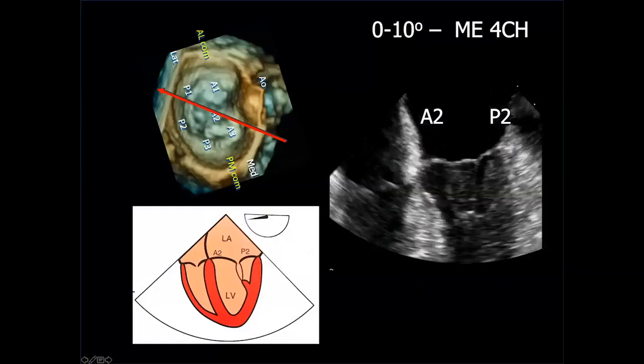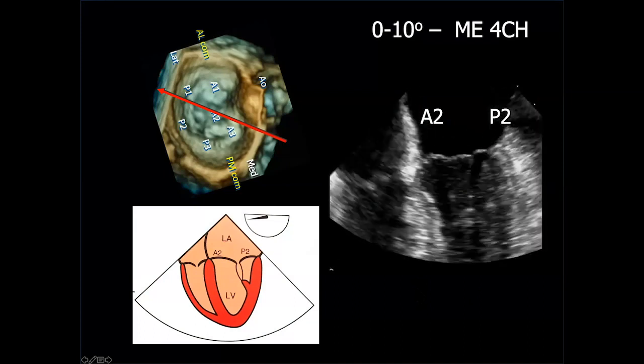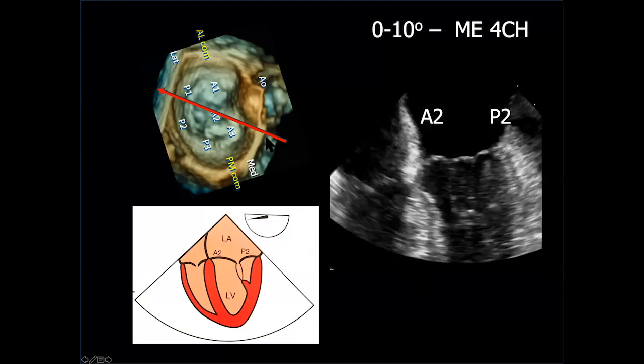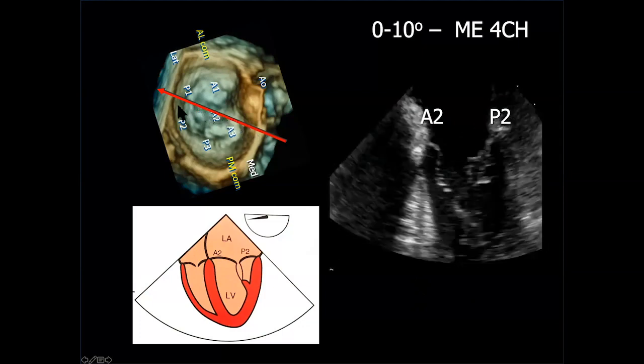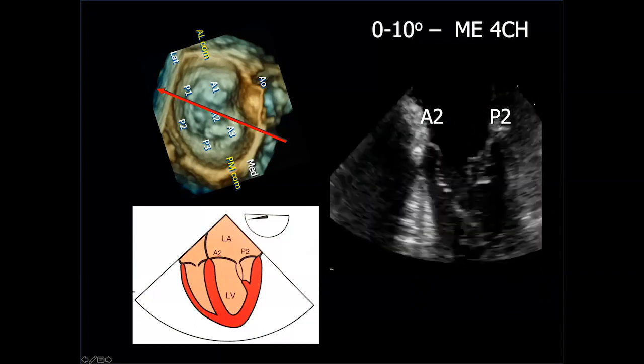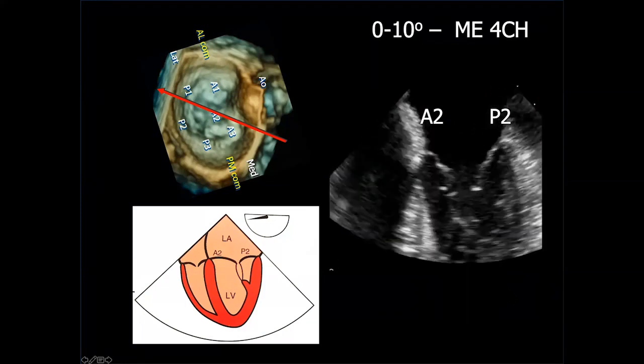So here are some examples. This is a mid-esophageal four-chamber view at 0 degrees. And you can see that there is no aortic valve here. And you're crossing at A2 and P2. Sometimes in this view, you can catch other leaflets, but for the most part, you're seeing A2 and P2.